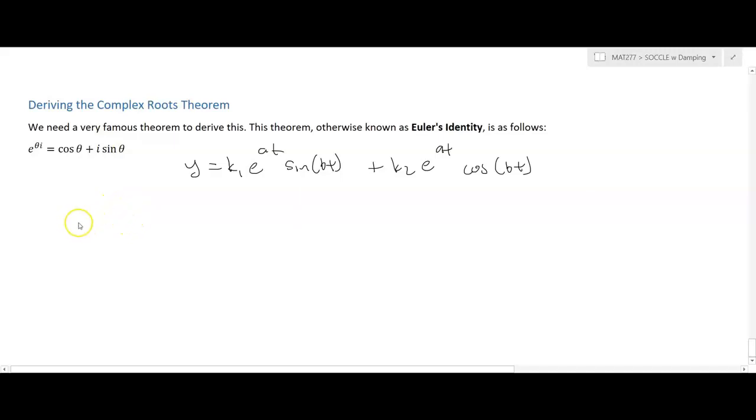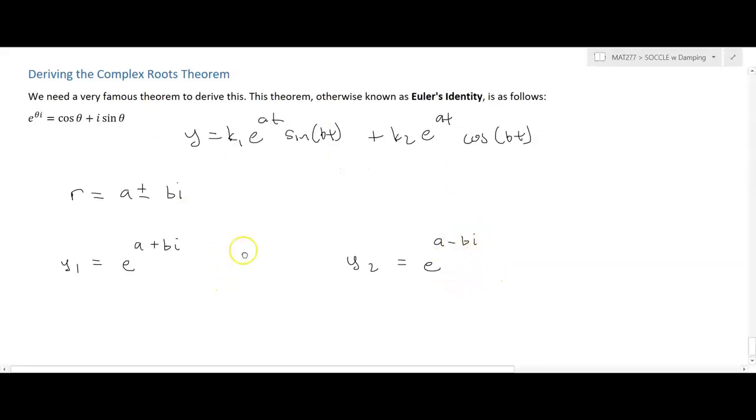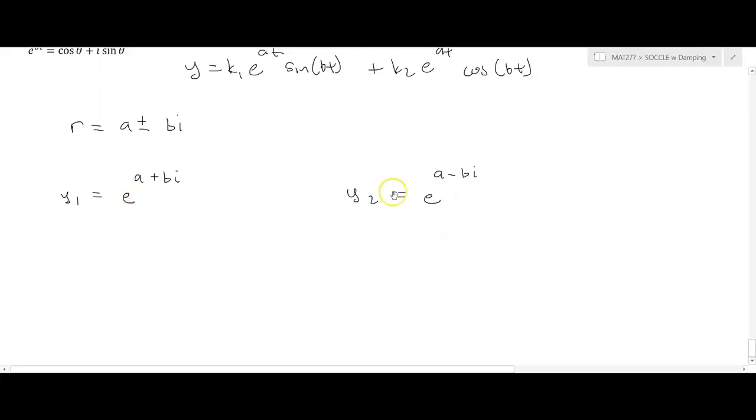So let's just say that our roots that we get are a plus or minus bi. That means we're going to have two solutions. We're going to have y1 equals e to the a plus bi, and y2 is going to equal e to the a minus bi. Now that's all fine, right? That is the solution. Oh, I'm sorry, times t. It's our root times t. And that is our solution, but the problem is we have an imaginary number in there, so you can't really graph this on a real number plane.